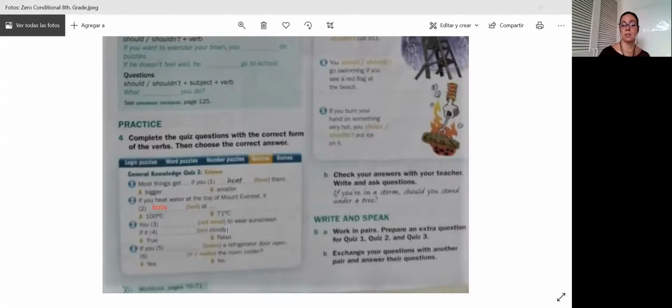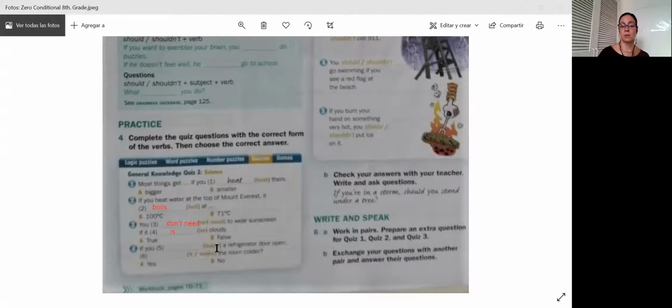You do not need to wear sunscreen if it is cloudy. So you do not or you don't need to wear sunscreen if it is cloudy. The verb to be is: it is cloudy.